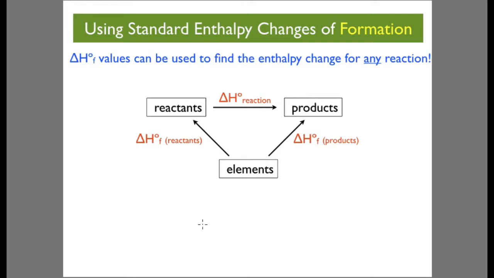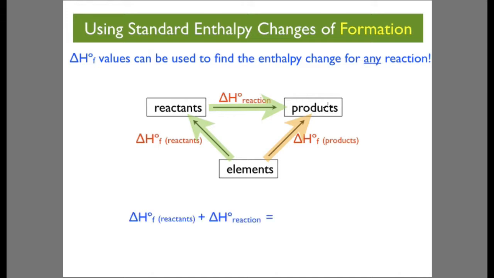The standard enthalpy change of formation values can be used to find the enthalpy change for any reaction. So if you've got reactants here, and we know the enthalpy change of reaction, we get products. And we can think of this here, the elements in their standard states. The standard enthalpy change of formation will give the reactants, or the standard enthalpy change of formation can give the products. And we can use this cycle like we've done before. The standard enthalpy change of formation of elements to reactants, followed by the standard enthalpy change of the reaction, is an indirect route, which gets you to the same place as the standard enthalpy change of formation of the elements to the products.